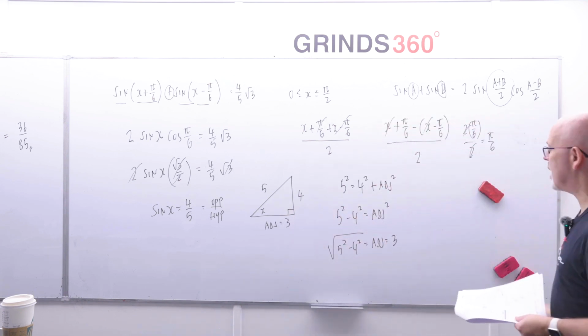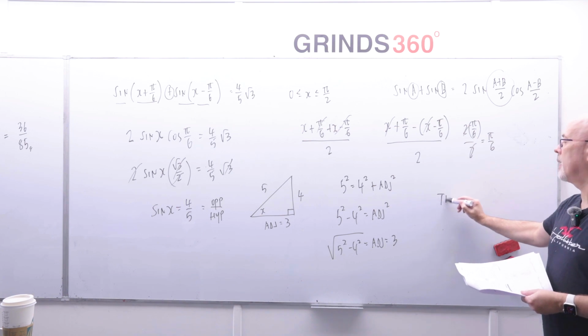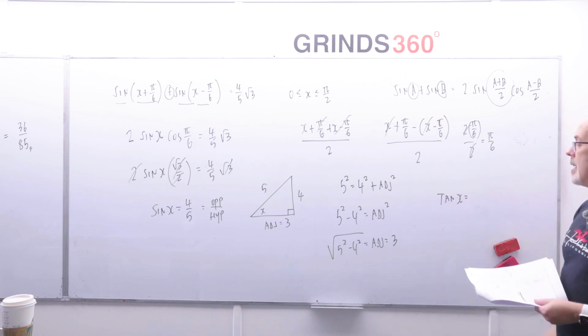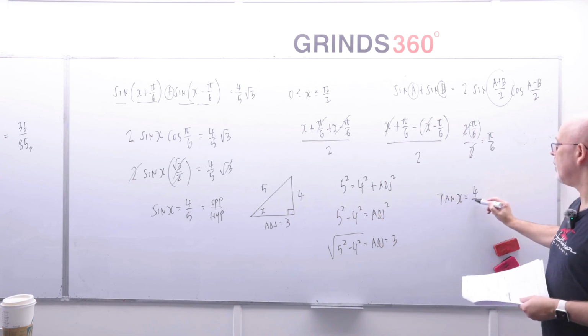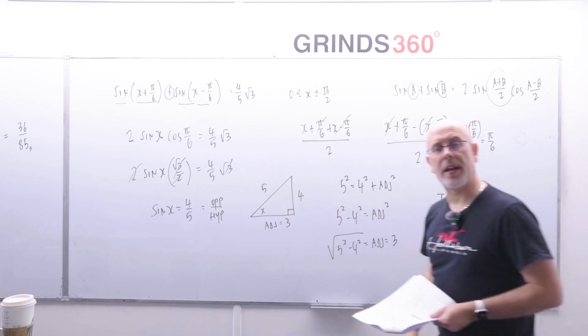And then remember, if we're asked to find what tan x is, tan of x is opposite over adjacent, which is 4 over 3. So tan of x is 4 over 3.